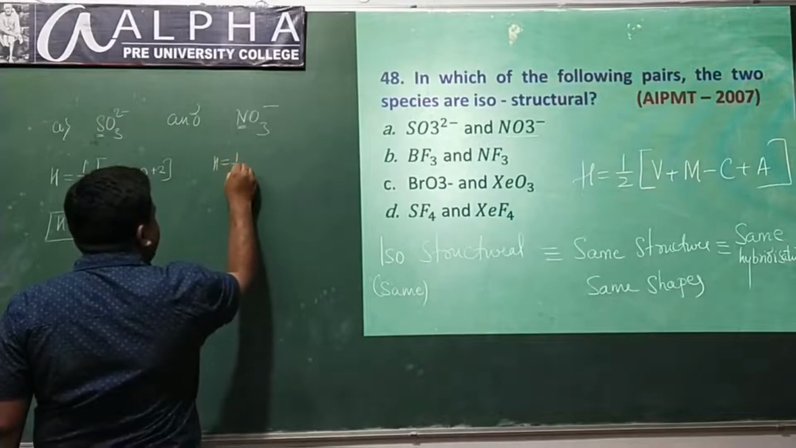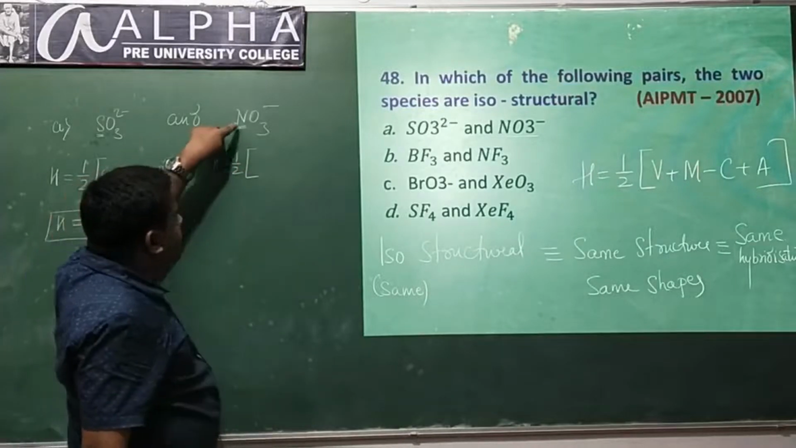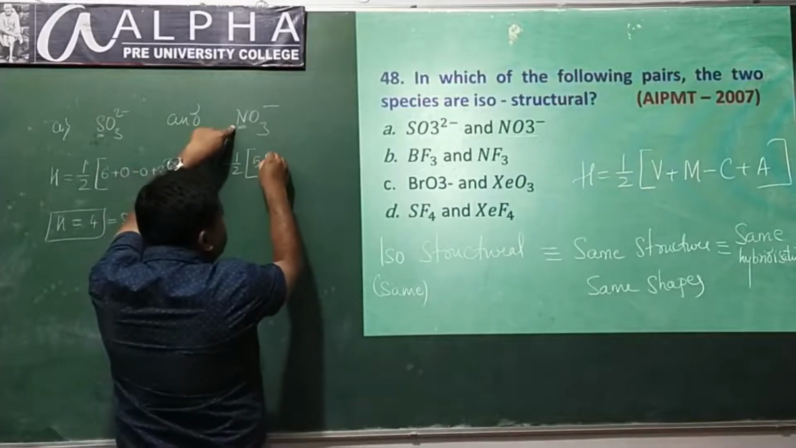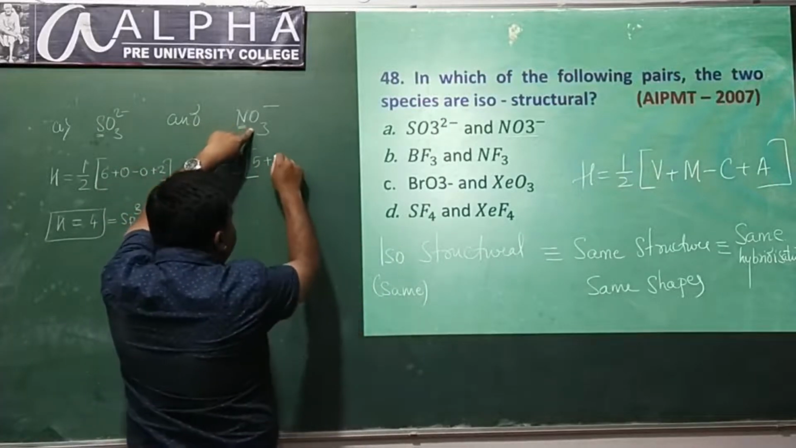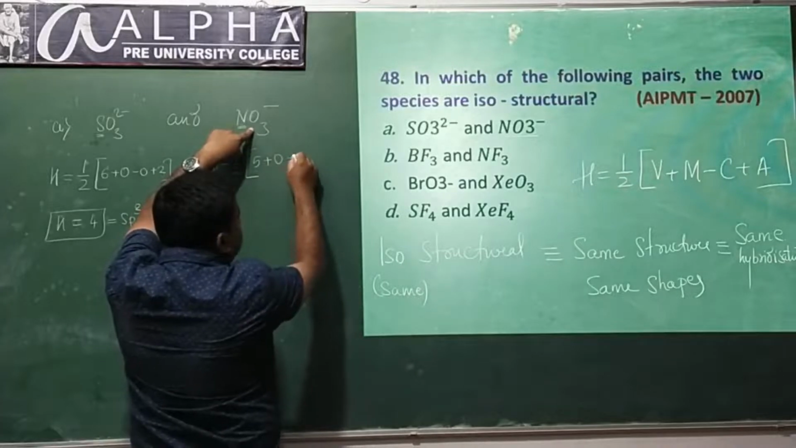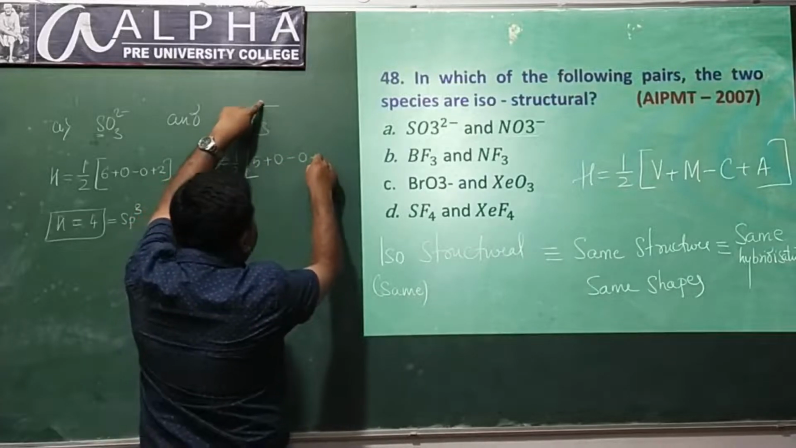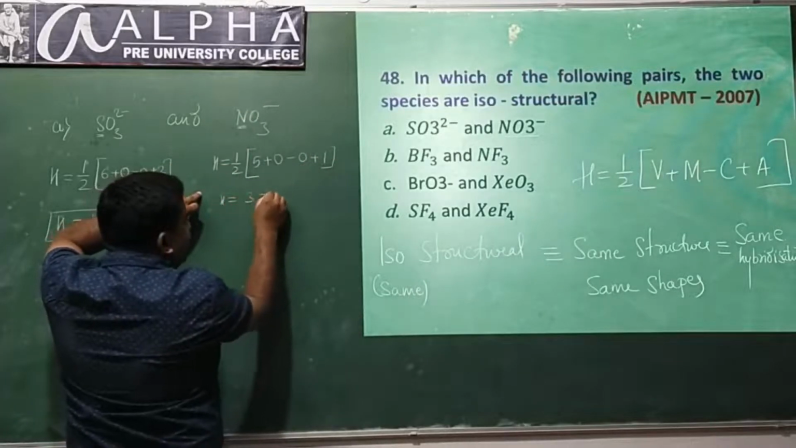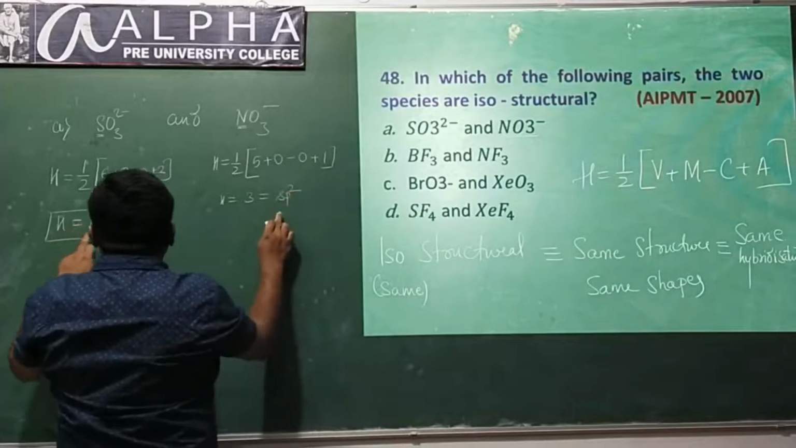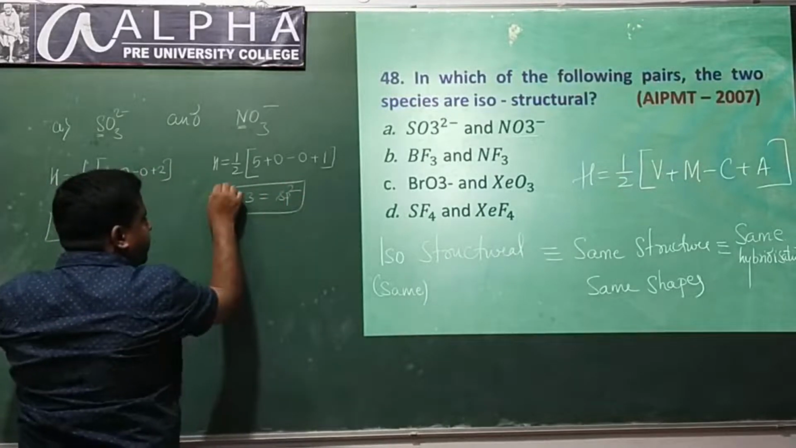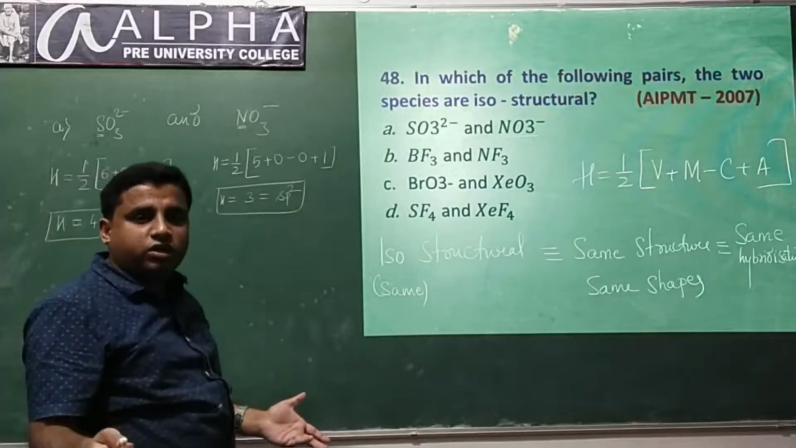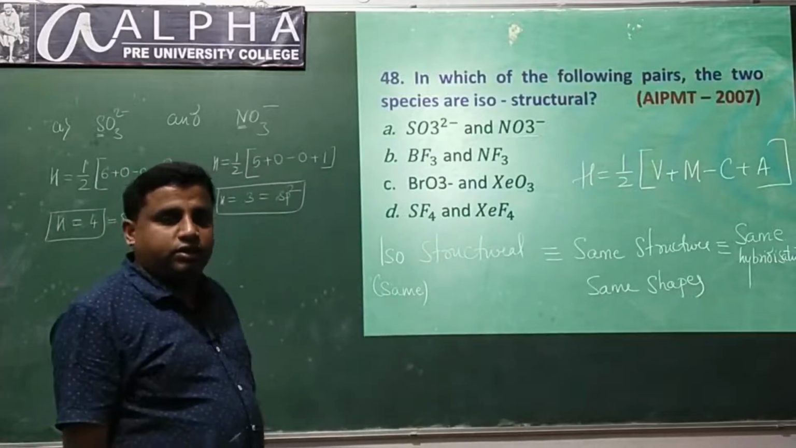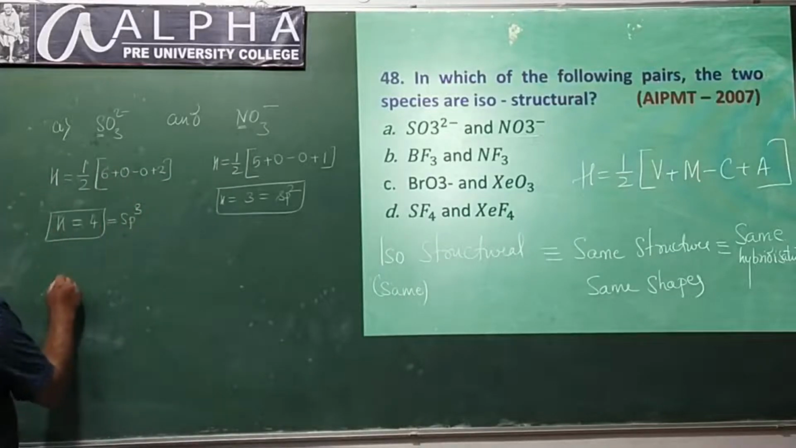Now how about this molecule? H is equal to half of, the central atom is nitrogen, 15th group, 5 valence electrons, plus M, no monovalent atoms, 0. No positive charge, 0, but negative charge is 1. 5 plus 1 is 6. Half of 6 is 3. 3 means sp2 hybridization. So hybridization is different. Different hybridization means different structure. Hence they are not isostructural. Correct? Yes, exactly.